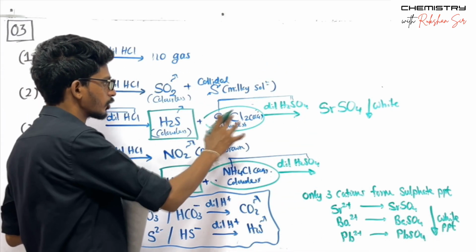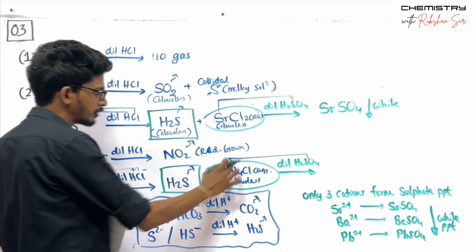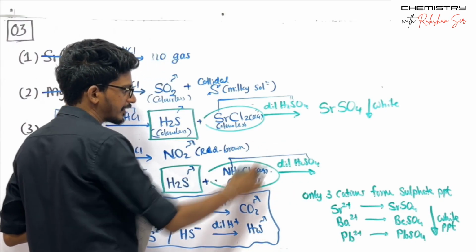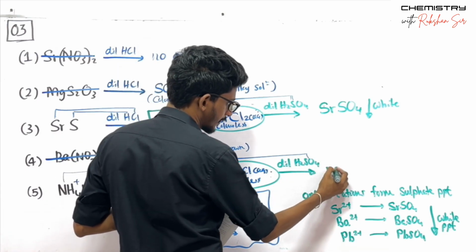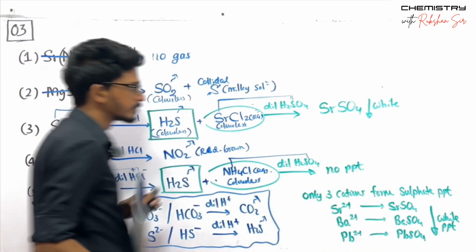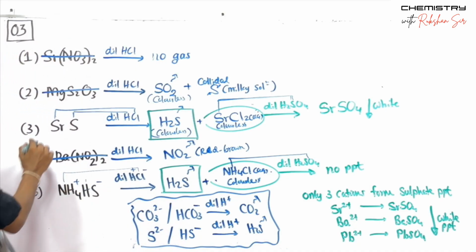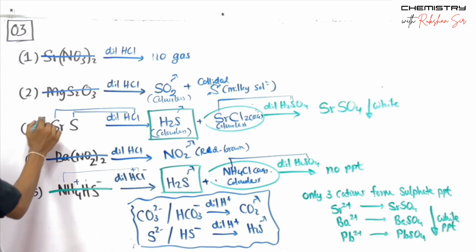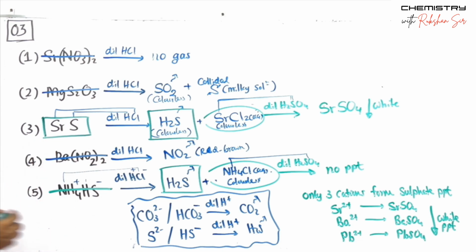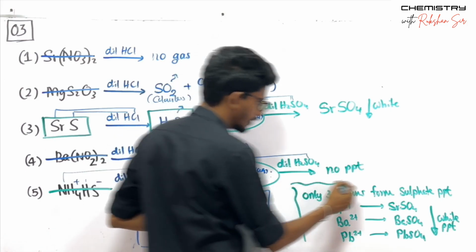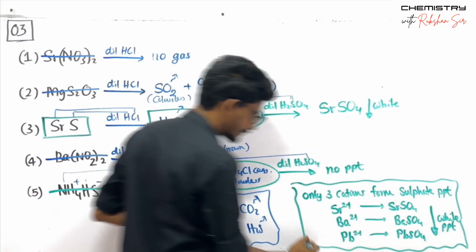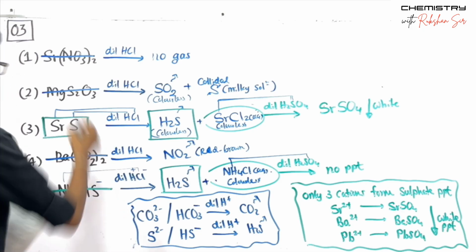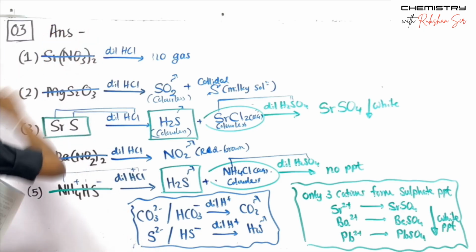So this is going to be the answer, and this one should be rejected. Ammonium sulfate is a solution. Ammonium ions never get precipitated. It's a solution, no PPT. So your answer is strontium sulfate, as this is rejected. These are some theories used in this question. So our answer is answer number 3.